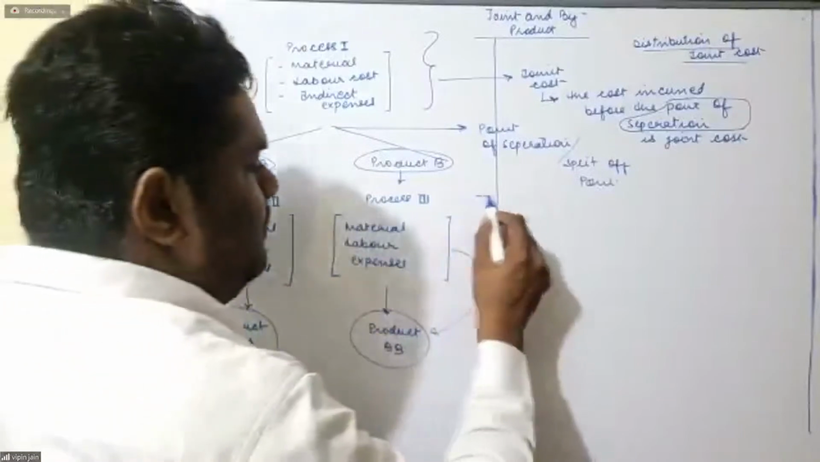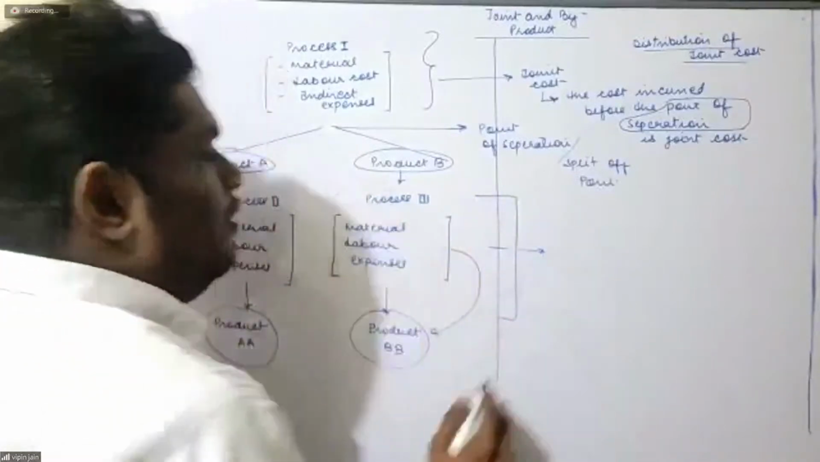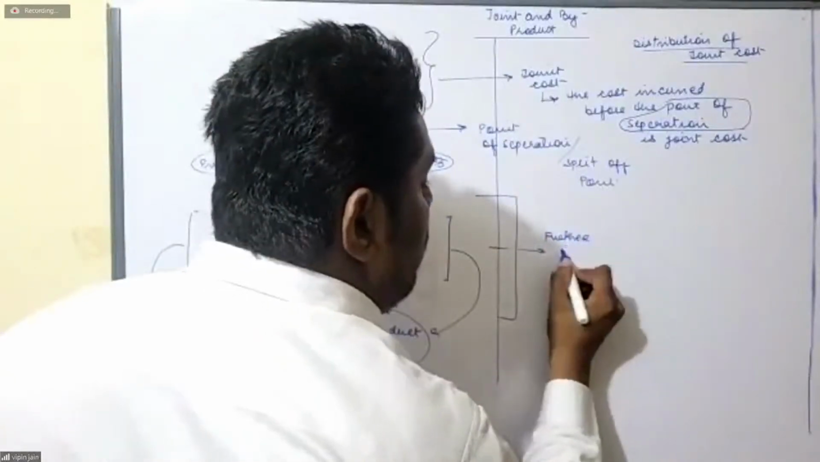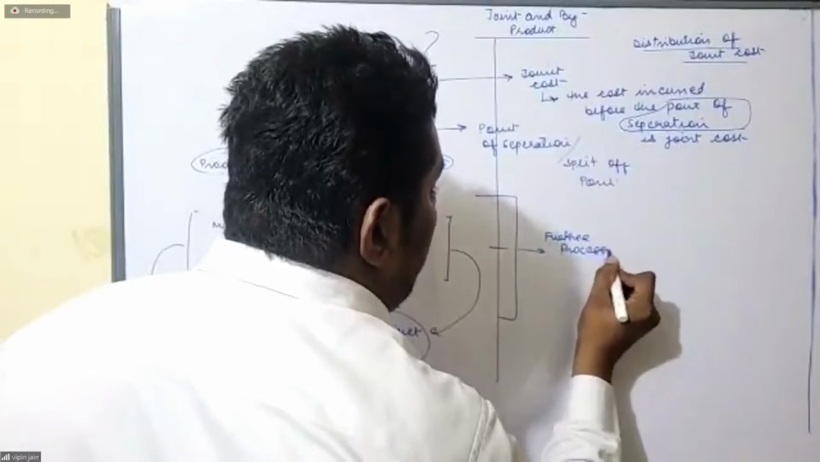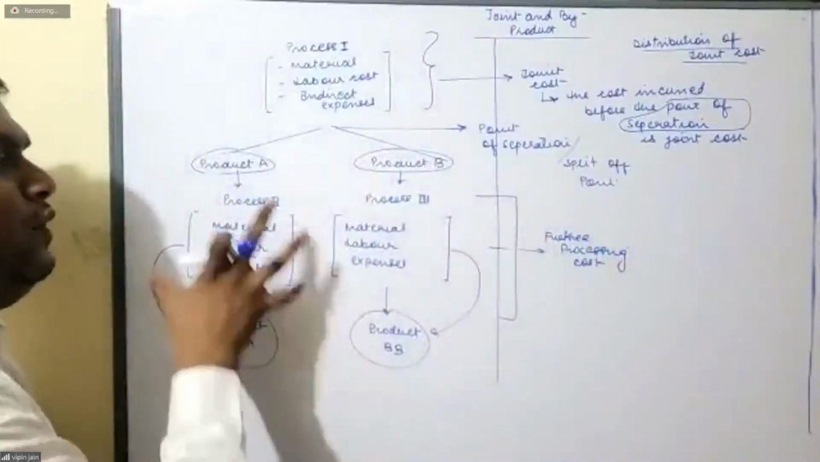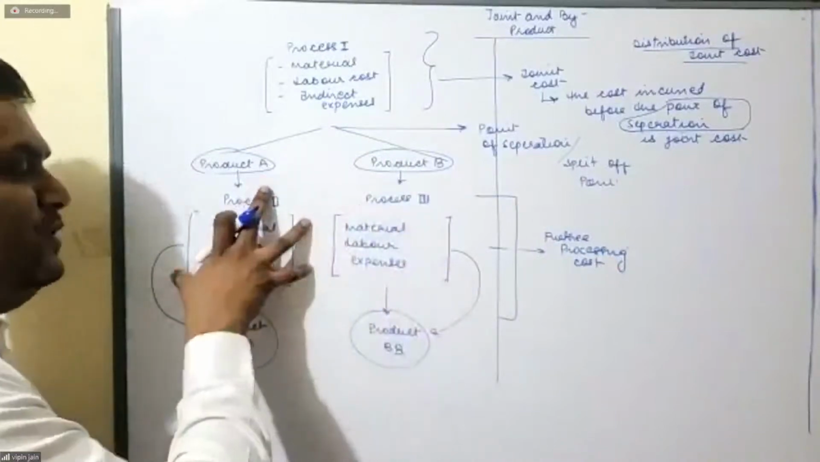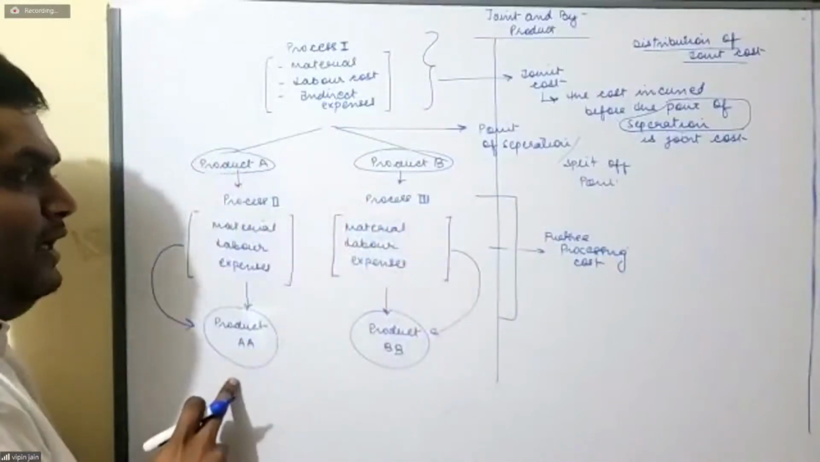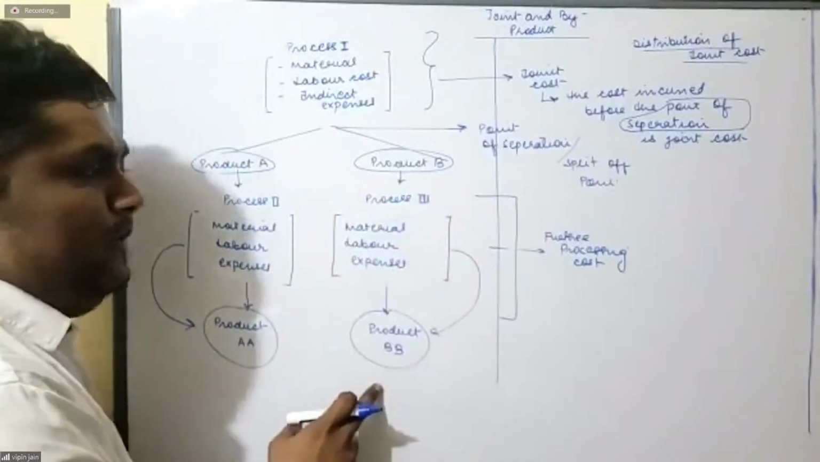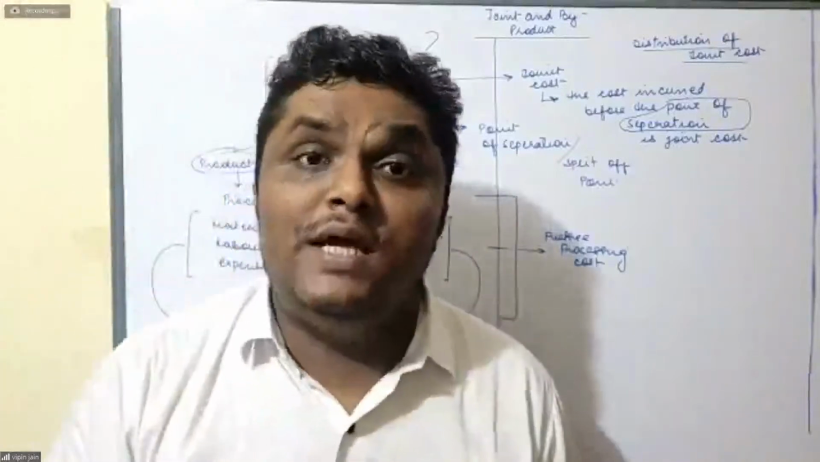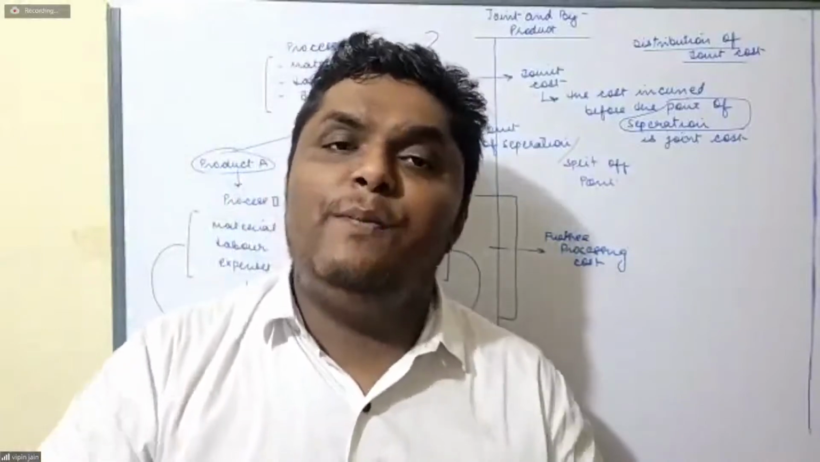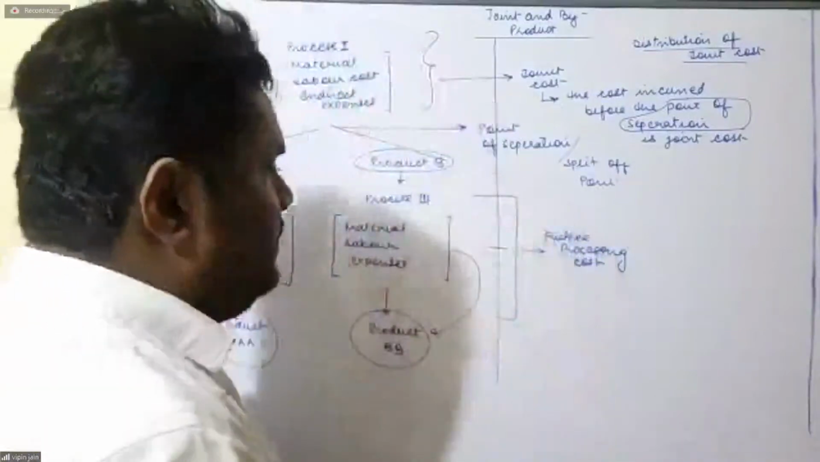Now, one more term, further processing cost. Herein in this case, the cost of process second is the further processing cost of product AA. The cost of process third is what? The further processing cost of product B. So what is further processing cost? The cost incurred after the split of point or after the point of separation is what we call the further processing cost.